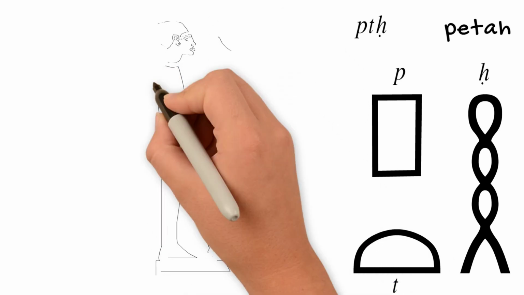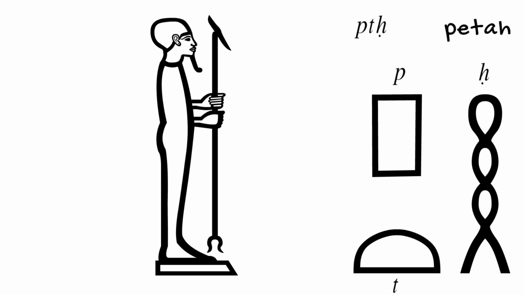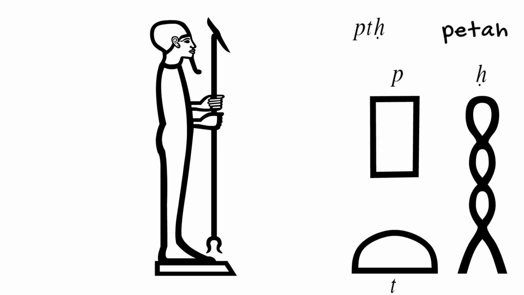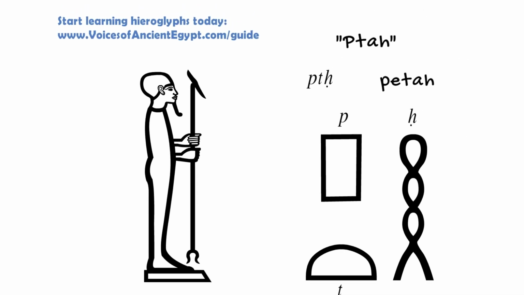So this is a common god that you'll see who was mainly based in the city of Memphis and was associated with craftsmen. So now you know how to write his name, Ptah.